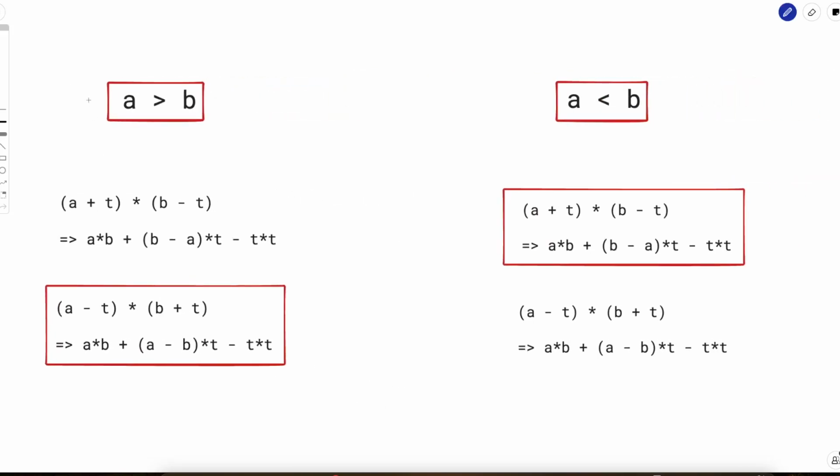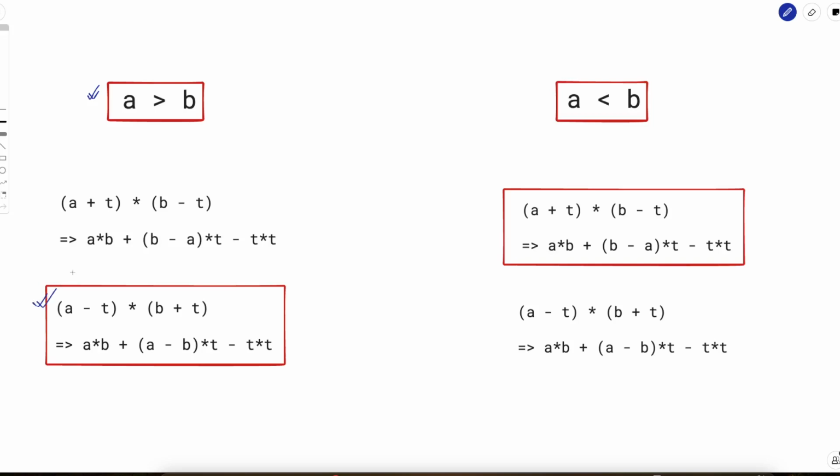So if a is greater than b, notice we have to add the same thing to a and subtract the same thing from b. So this is what we are currently looking at. So either you can add this to a or you can subtract this from a, right? One of the two things you can do. So if a is greater than b, which one of these two will you choose?